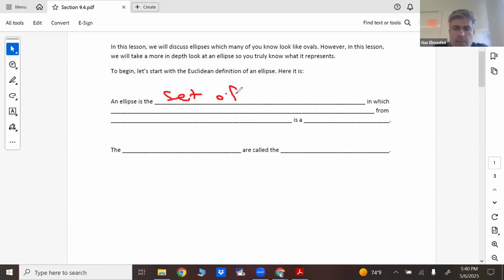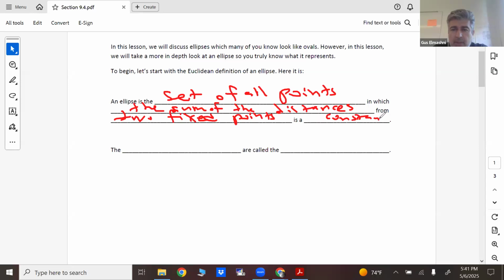So an ellipse is a set of all points in which the sum of the distances, I know it sounds kind of weird saying that as a plural noun, the sum of the distances from two fixed points is a constant. So what does that really mean graphically speaking?